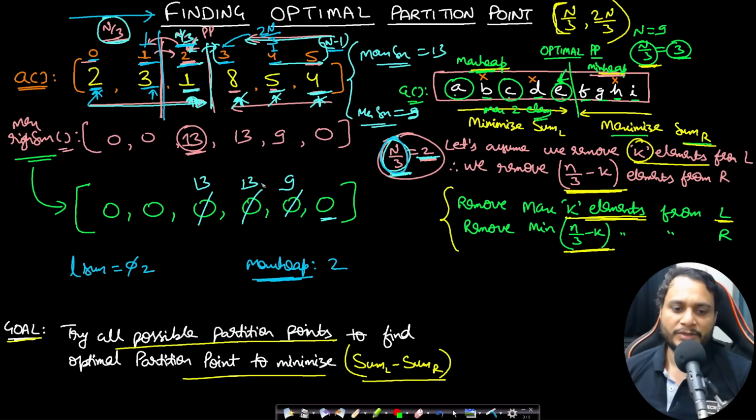Go to the next item 3. 3 will be added in the max heap. 3 will be updated in the sum. Find out the size. Size is equal to n by 3. So yes, it is valid. And if it is valid, then you know that in the left sum you have 5.